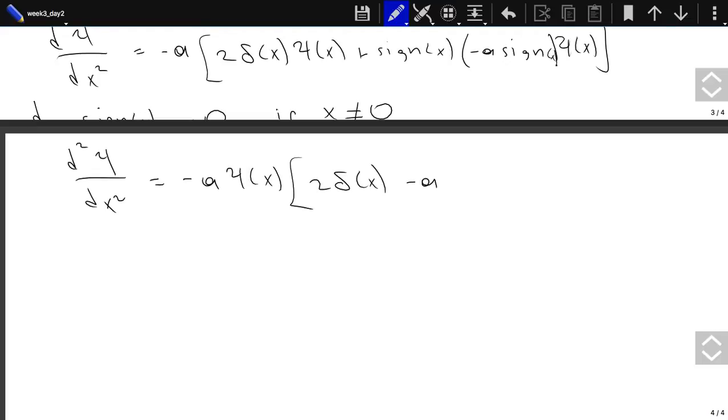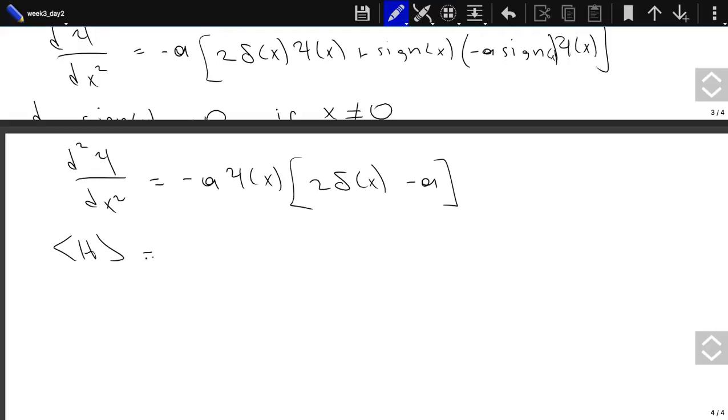Well, the sign function is either plus 1 or minus 1. Its square is always 1. Well, there's a small ambiguity about what happens when x is equal to 0, but that's not relevant for us, so its square is almost always 1. So this is the second derivative. Now we can calculate h.